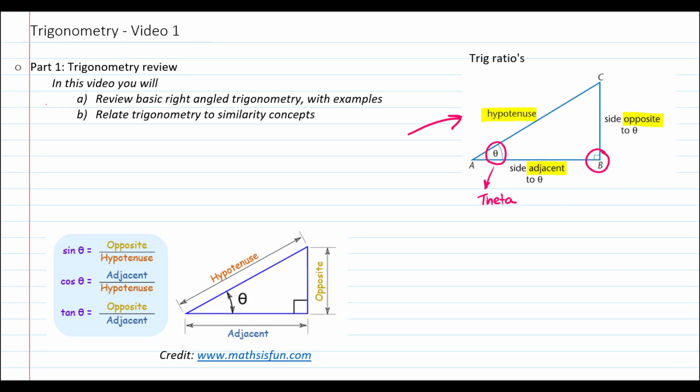Now the opposite side is always opposite the angle. And the angle in this case is theta, so the angle of reference. The hypotenuse is always opposite the right angle. Or it's the longest side. In a right angle triangle, the hypotenuse will be the longest side. The adjacent, therefore, is the one that's left. And that's how I look at it. But of course, adjacent also means next to. So the adjacent is next to the angle. So keep that in mind when you're labelling your sides.